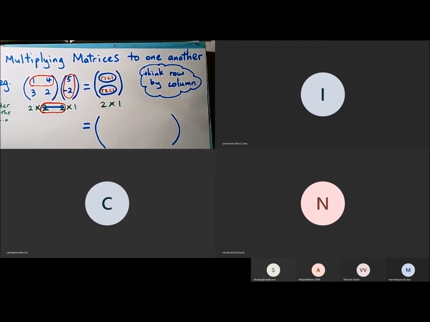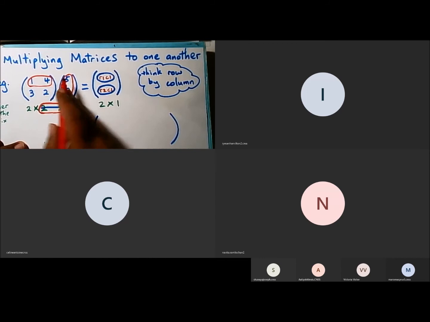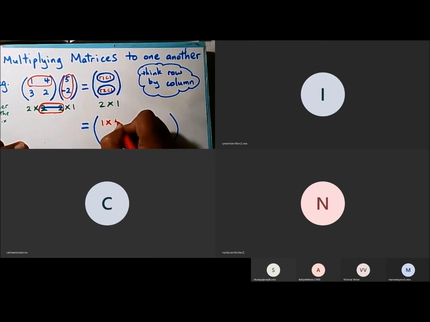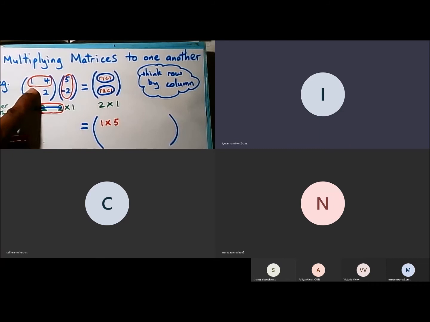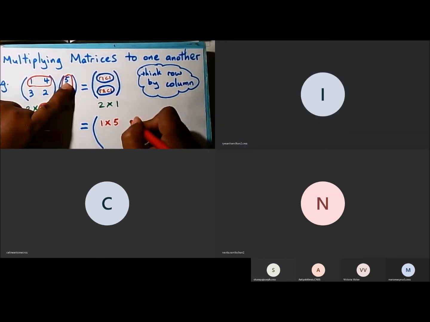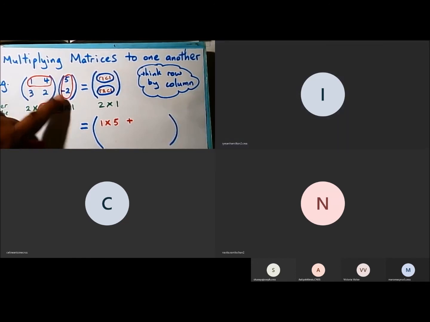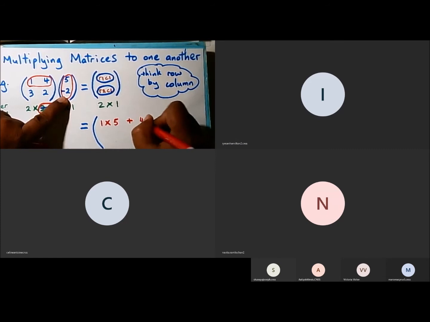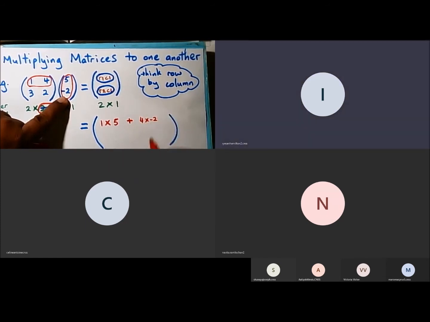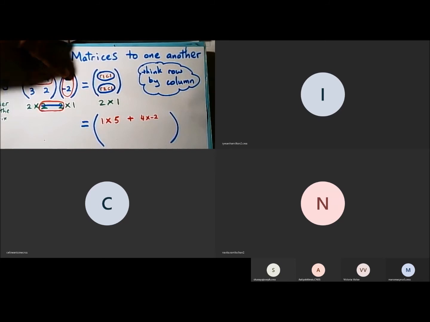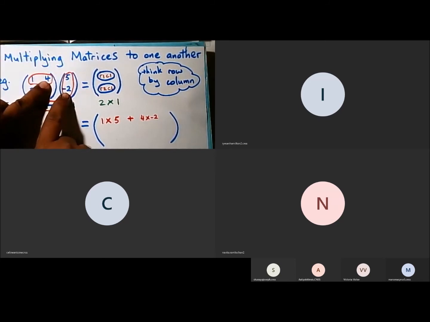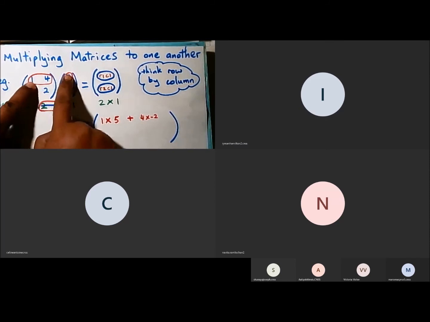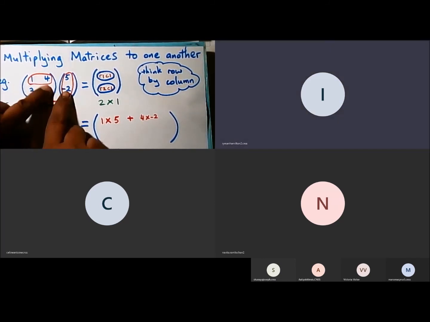I'll write it in red ink what we get. This is what we do. 1 times 5. Okay, 1 multiplied to the 5. And then we're going to add it to 4 multiplied to the minus 2. Okay, let's just see how we do that. The first numbers multiply, and then the second numbers multiply. Whatever answer you get from the first set, you add it to the answer of the second set.